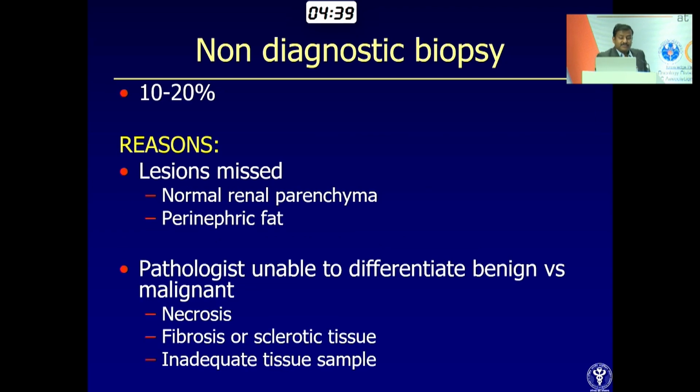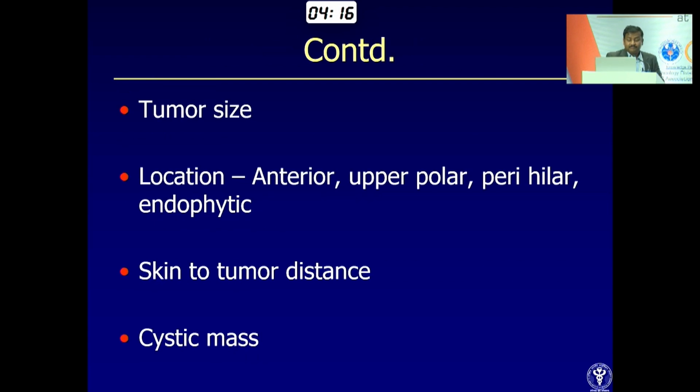On a biopsy, the non-diagnostic rate is between 10 to 20%, and the reasons are either that the lesion might have been missed during the biopsy, picking up only normal renal parenchyma or the perinephric fat, or sometimes the pathologists are unable to differentiate between benign and malignant tissue, either because of necrosis or inadequate tissue sampling. So when the tumor size is small, the location of the tumor is anterior, upper polar, perihilar or endophytic, there is more skin to tumor distance, or the tumor is cystic, the chances of a non-diagnostic result significantly go up.